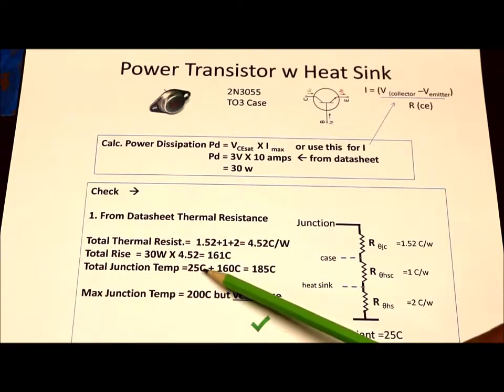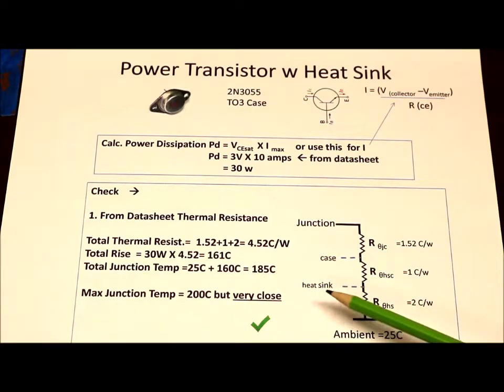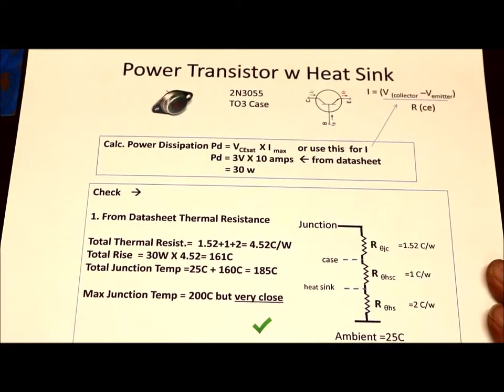The total junction temperature at 25C is 25 plus 160, or 185 C. So the maximum junction temperature for this device happens to be 200 degrees C from the data sheet. However, I think this is very close, and it would be better in terms of reliability if the temperature were lower than 185 degrees C. Probably around 125 to 150 would be much better. But this is a hypothetical case, and this is how you do thermal calculations.